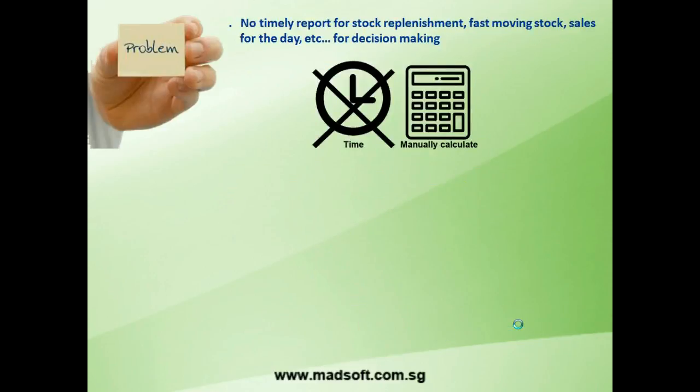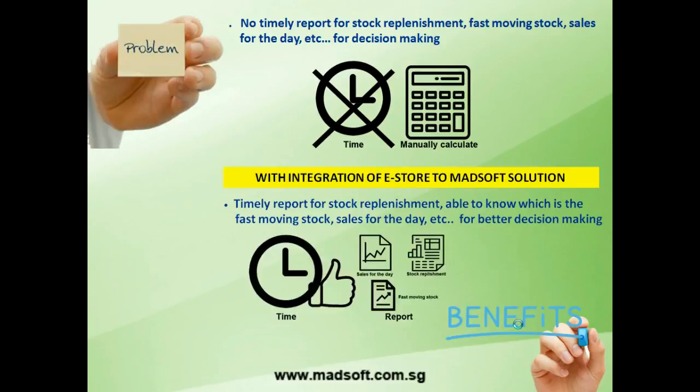The third issue: there's no timely report for stock replenishment, fast-moving stock, sales for the day, etc. for decision making. With the integration of the e-store to the MadSoft solution, we have the following benefit. We will have a timely report for stock replenishment. We're able to know which is the fast-moving stock, sales for the day, etc. We have this information for better decision making.